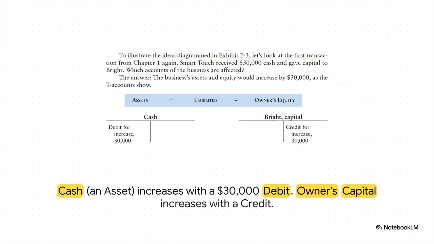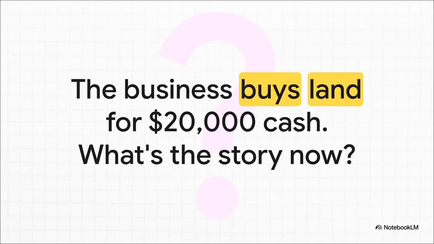And here's the answer. The business just got more cash, right? And cash is an asset. Our rules say assets increase with a debit. So, boom, we debit cash for $30,000. At the exact same time, your claim as the owner, your equity, also went up. And our rules say equity increases with a credit. So we credit owner's capital for $30,000. A debit and a credit of equal value. The scale stays balanced. Ready for another one?